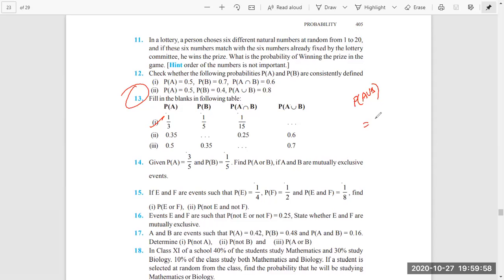Yeah, the probability of A union B is nothing but probability of A plus probability of B minus probability of A intersection B.